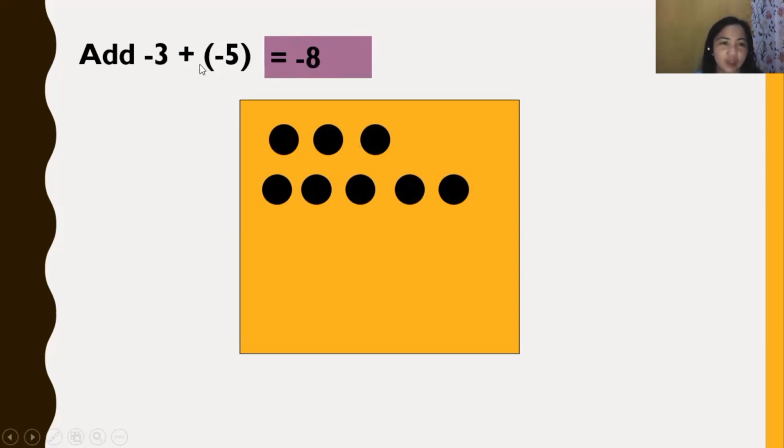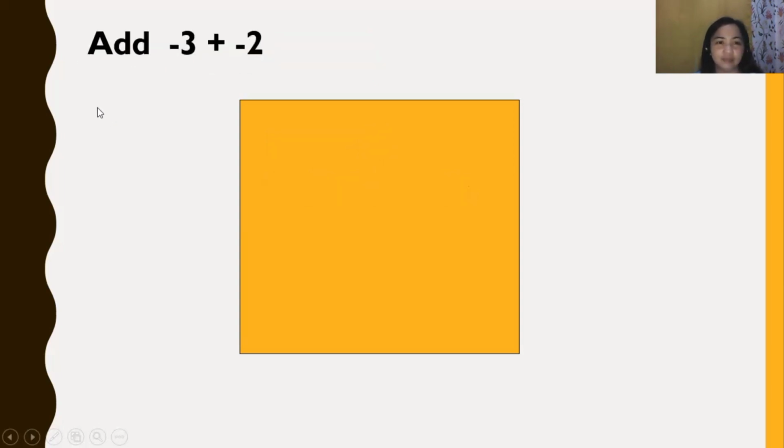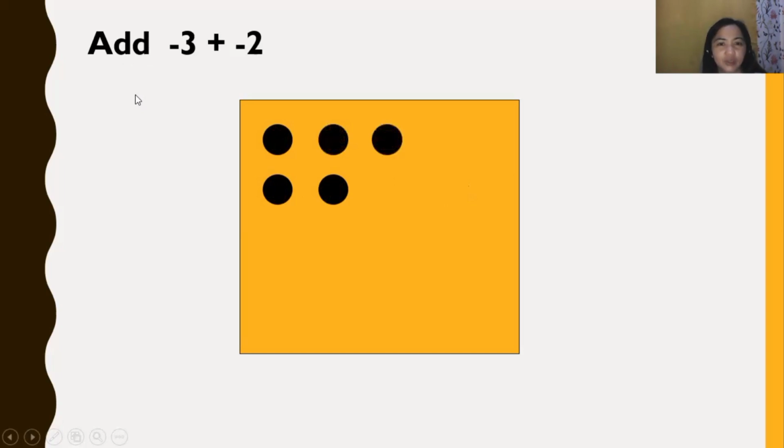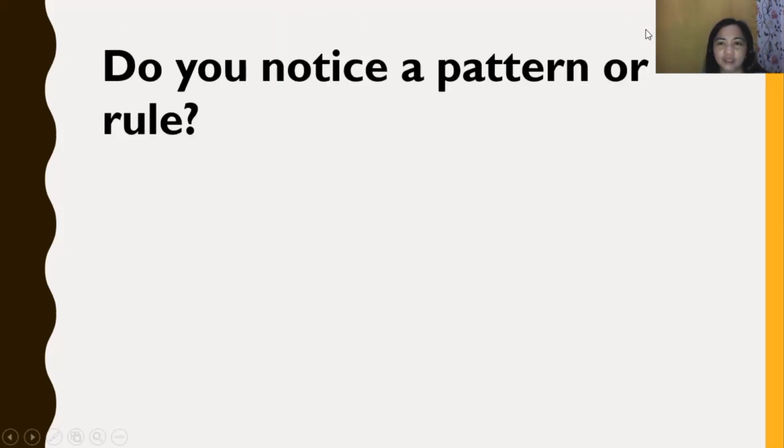So, kung mapapansin nyo, we have both negative. Nag-add tayo ng parehas na sign or like sign. Another like sign, we have negative 3 plus negative 2. 3, then we have negative 2. So all in all, we have 5 black counters here that represents negative 5. So that is adding like sign. Anong nangyari pag nag-add ng like sign? Do you notice a pattern or a rule?